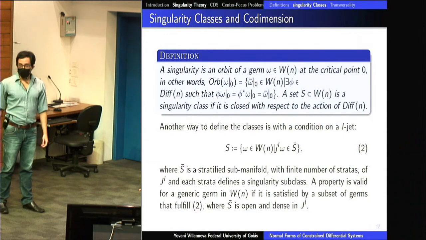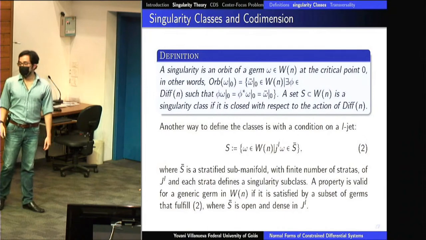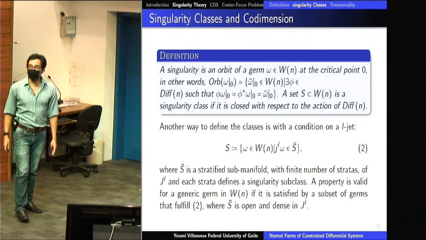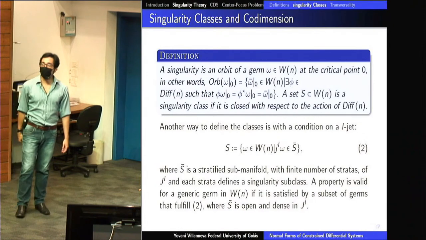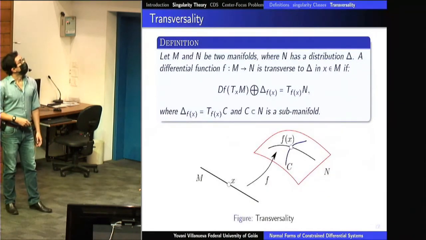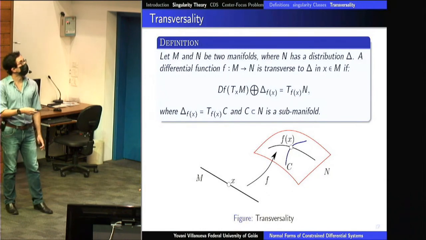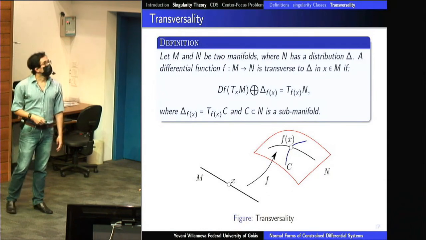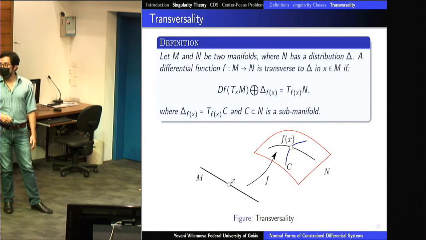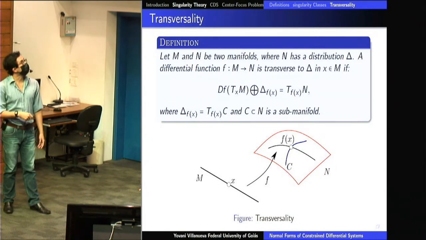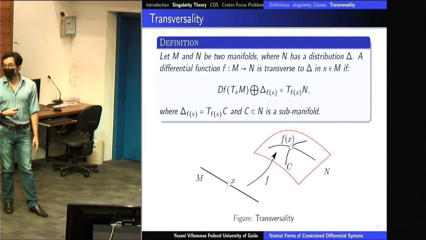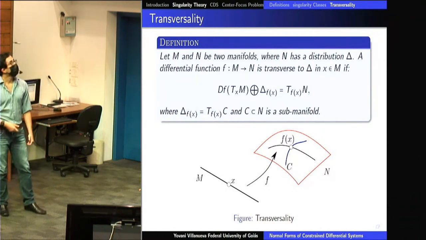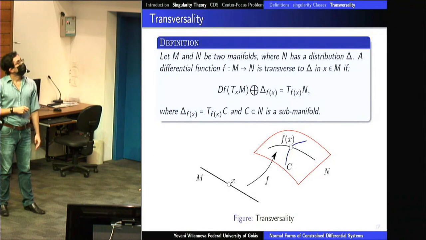And we will say that a property is generic if that property is valid for a residual set. Next we'll use the definition of transversality. In this case, transversality between two manifolds, we will say that a function over two manifolds is transversal to a distribution if we get this relation.